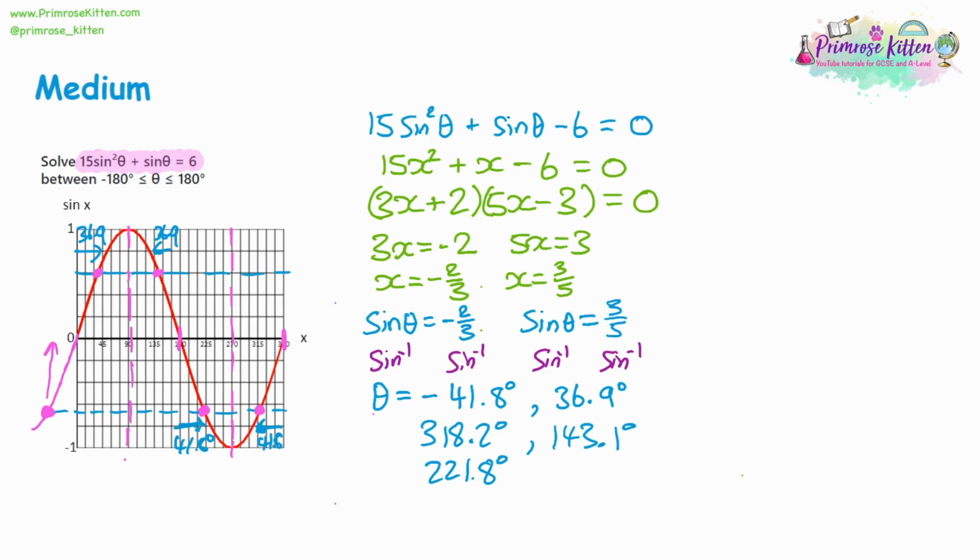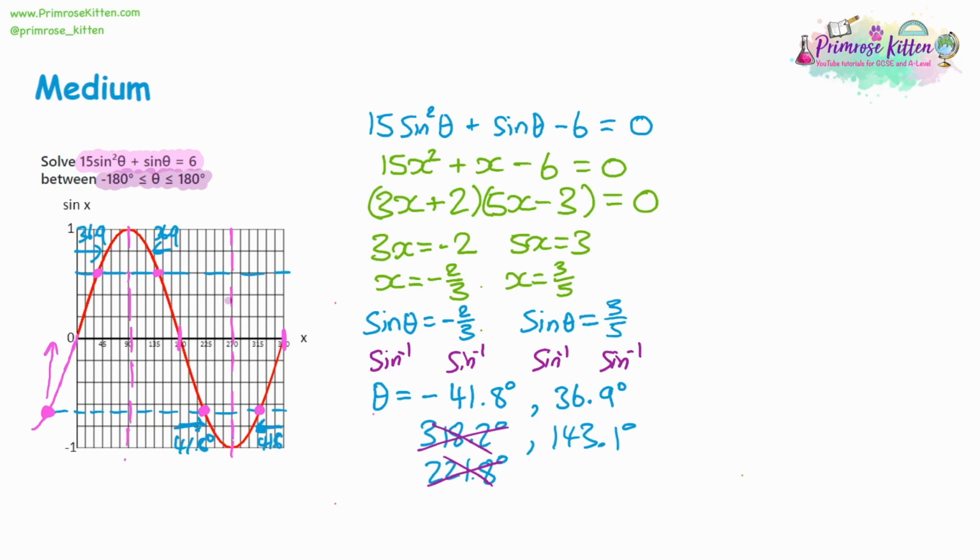Now, we want our answers in a certain range. We want them in between negative 180 and positive 180. So looking at the answers so far, we've got some that are larger than 180, so we need to get rid of those. We are also allowed negative answers, and we don't have the negative axes on here. I know I've tried to draw in the negative 41.8, but anything lower than that's going to be a little bit complicated to draw.